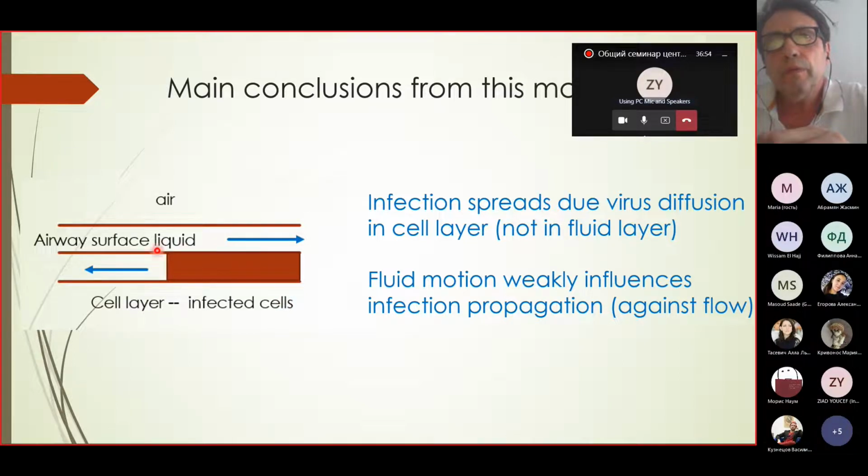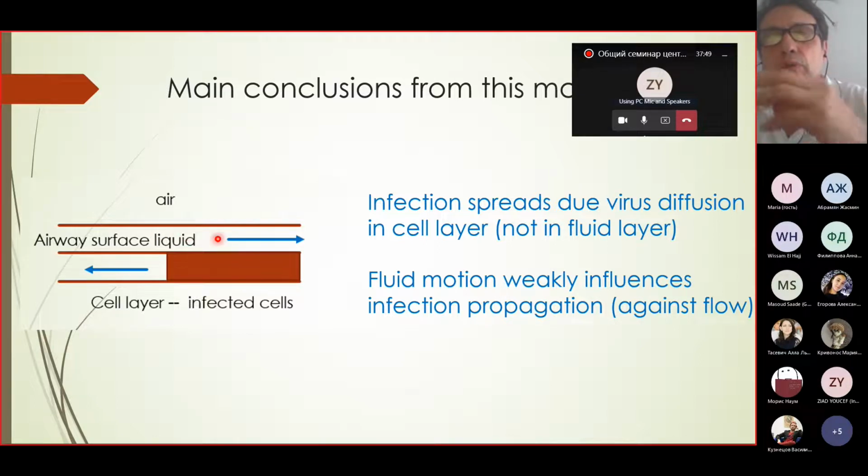So we have this cell layer, infected cells shown in red, and there is virus diffusion in the cell layer. Then from the cell layer, virus also goes to the liquid layer, and it also diffuses here. So the question is whether both of these diffusion processes are important. If we suppose that there is no diffusion in the cell layer, or if virus diffusion is very slow here, and the diffusion occurs only in the liquid layer, then what happens?